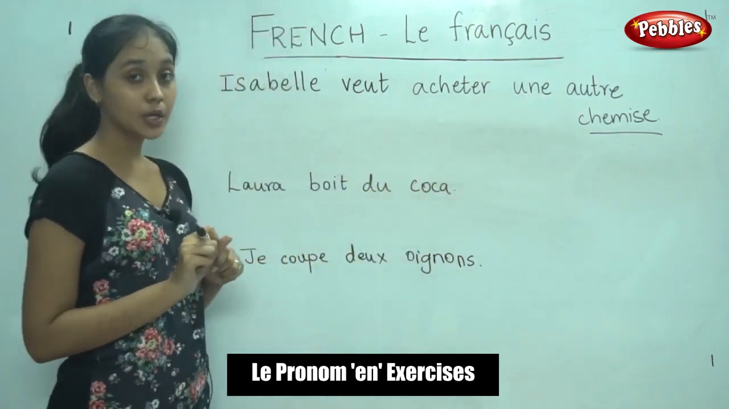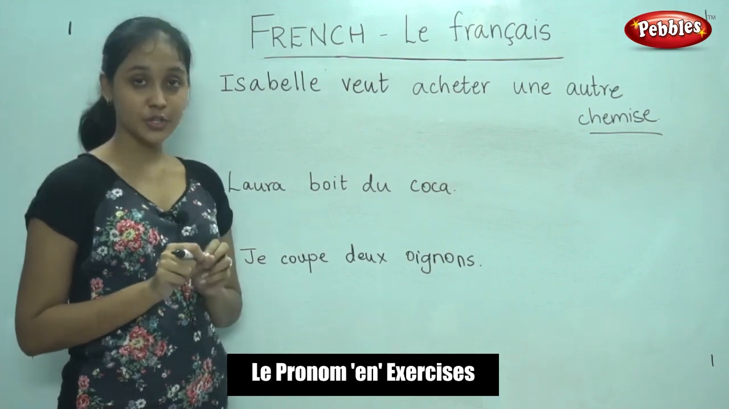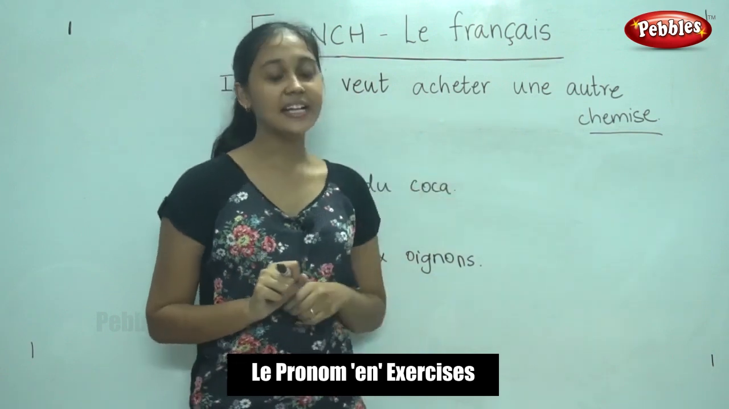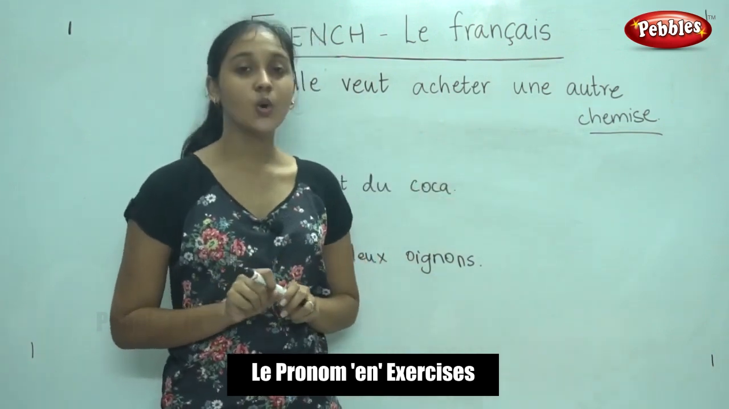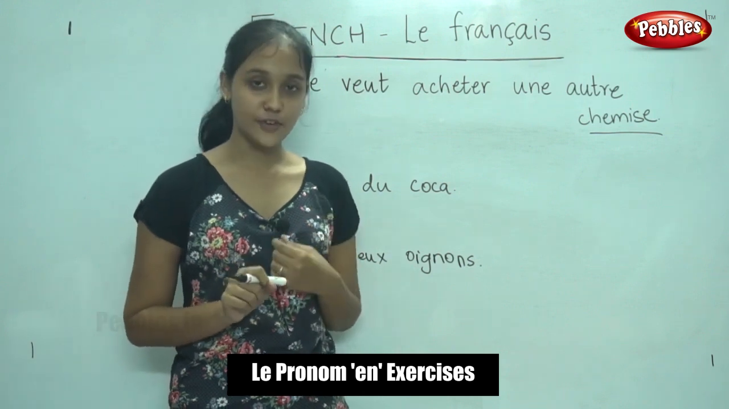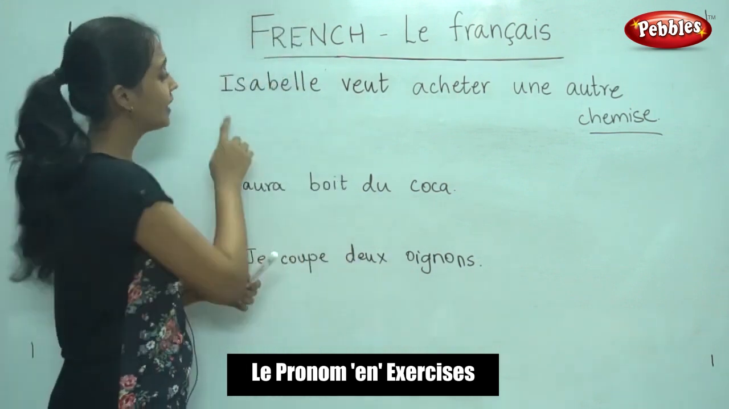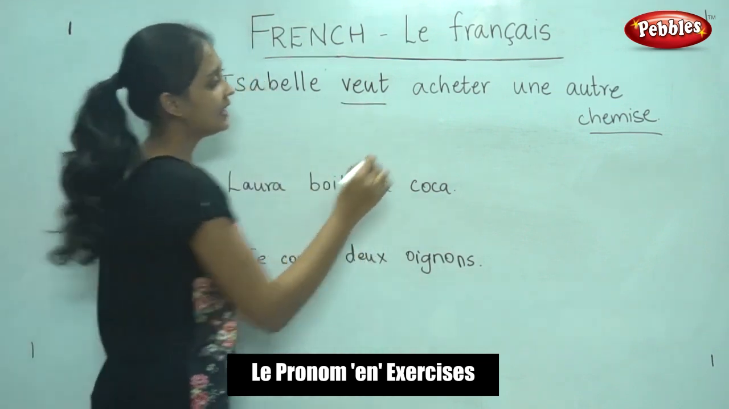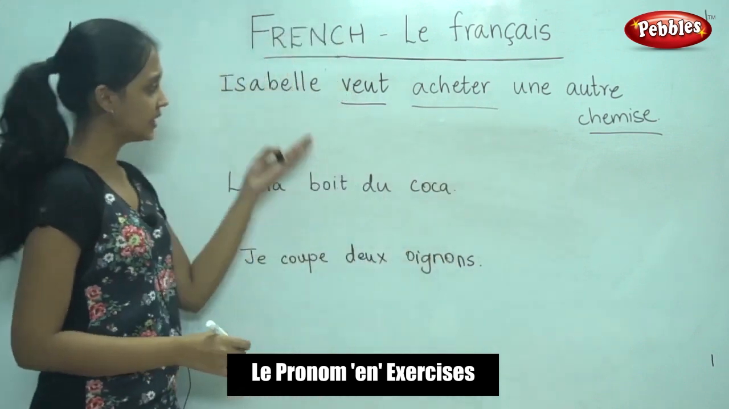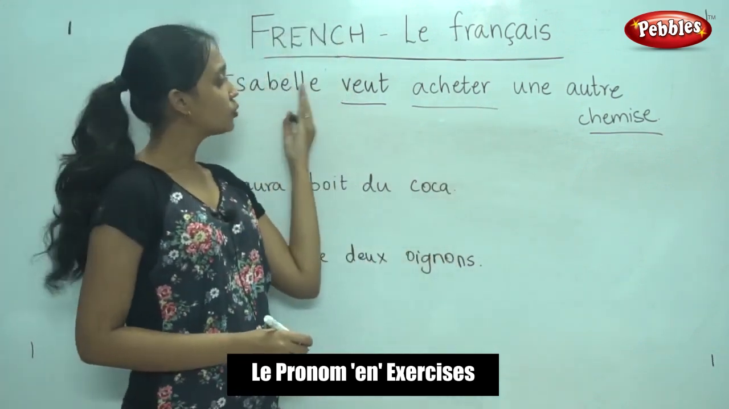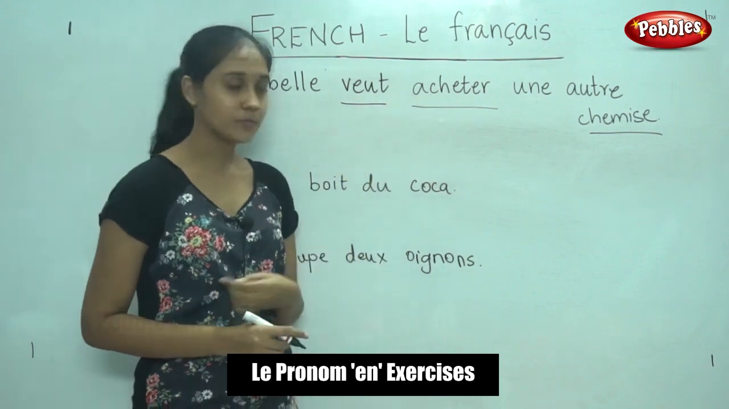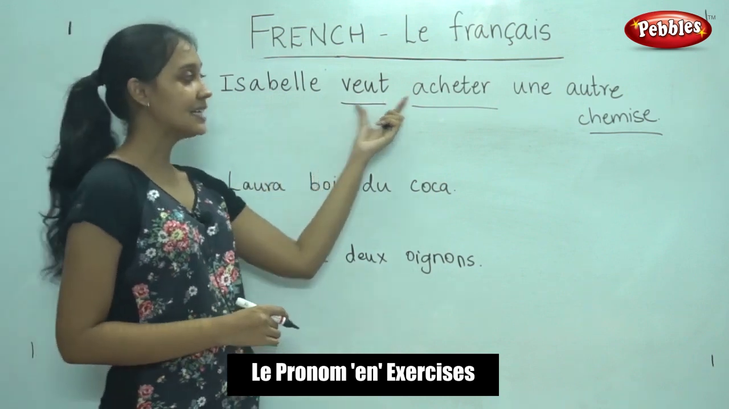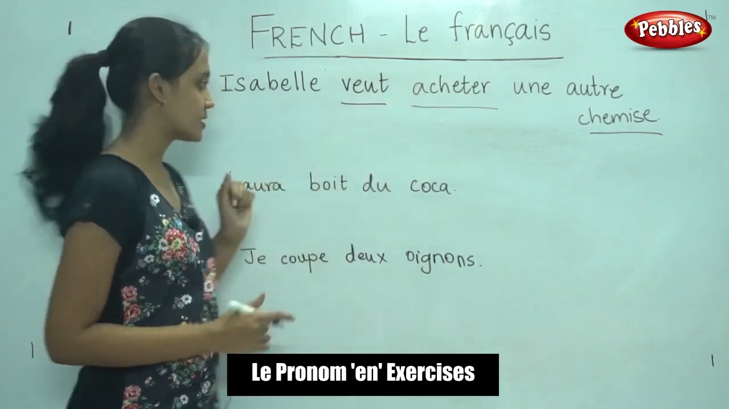So what are we going to do here? We are going to replace this noun with en. And where do we place en? We place it before the verb. Now here you might have a slight confusion. This is also a verb and this is also a verb, right? So before which verb would you place it? That might be confusing. So what we do usually is we place it in between both the verbs.